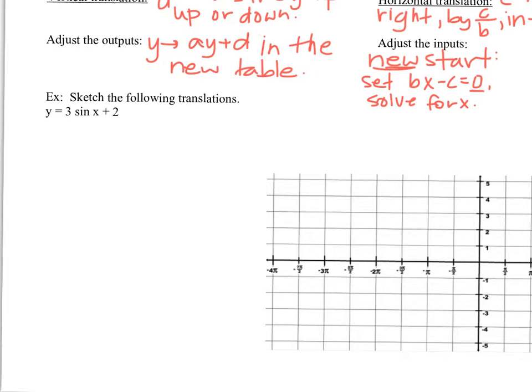The number out in front of sine x is 3. That's our a value. It's in front of the trig term. If a equals 3, we know that our amplitude is 3. It's just the absolute value. That means our graph is going to stretch vertically. So that's just like what we did in day 1.